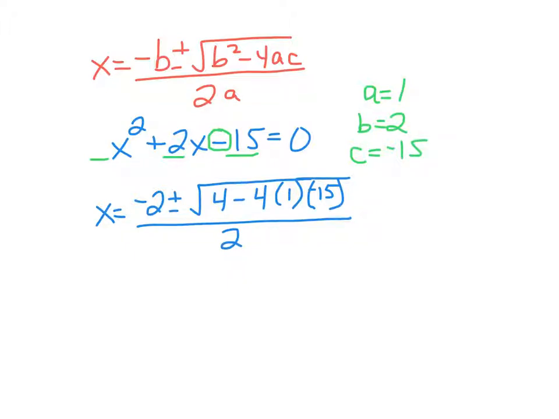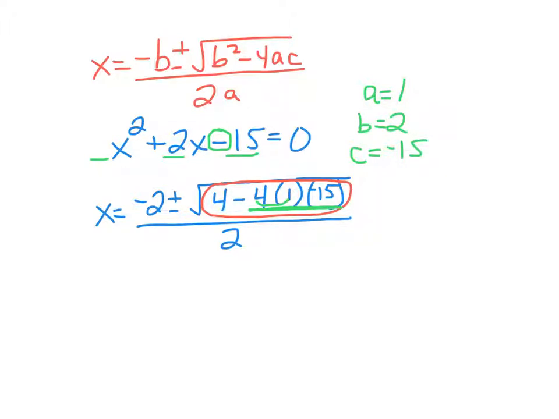The very next thing I'm going to do is simplify what is underneath this square root sign. And I'll tell you, this is where people tend to make the biggest mistake. In order to do this, I want to first figure out what these three numbers multiplied together are. 4 times 1 gives me 4, times a negative 15 gives me a negative 60.